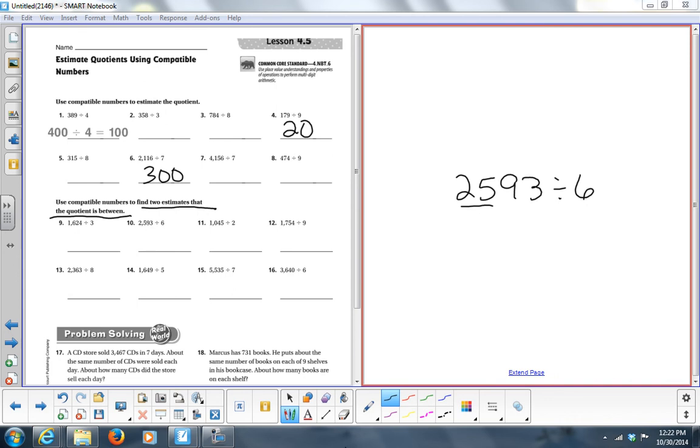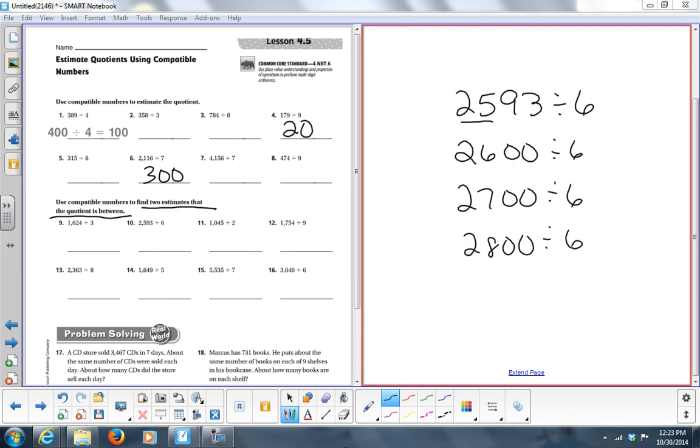No. Okay, let's go up. 2600. Is 26 divisible by 6? No. I'm going to keep going up. 27. Nope. 28. 29. 30. Yes. Okay, so this 5 is my high or my low? 500. Okay. Let's go back down.